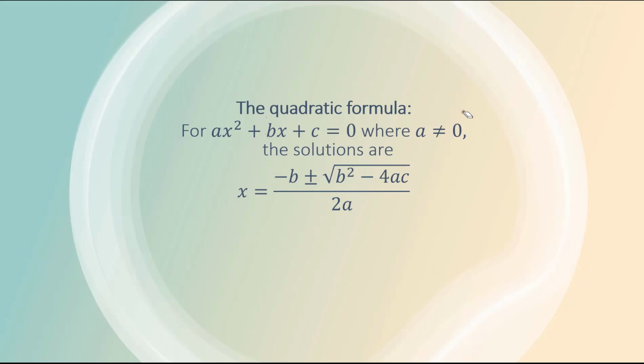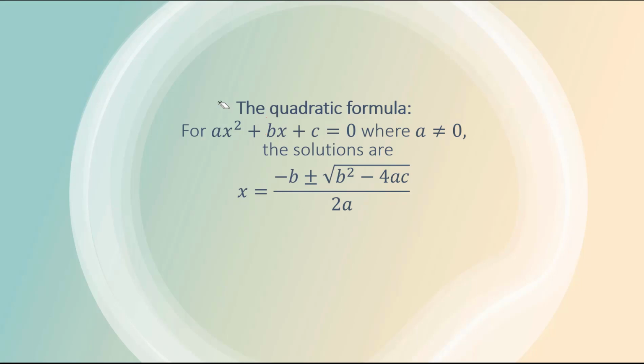So the quadratic formula for ax squared plus bx plus c equals 0, where a is not 0, the solutions are x equals negative b plus or minus the square root of b squared minus 4ac, all over 2a. This is the quadratic formula. You do have to memorize it. You do have to know it by heart. It comes from completing the square on this generic quadratic equation, ax squared plus bx plus c equals 0.